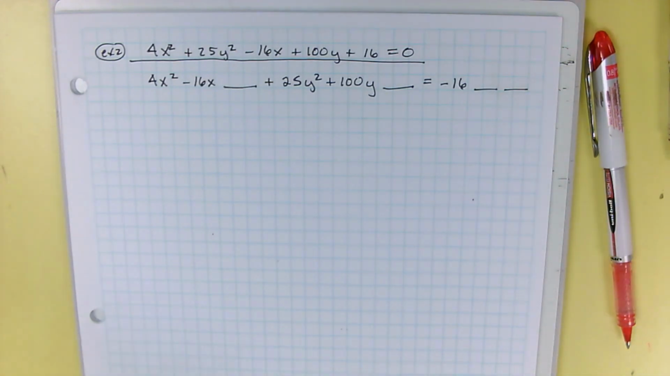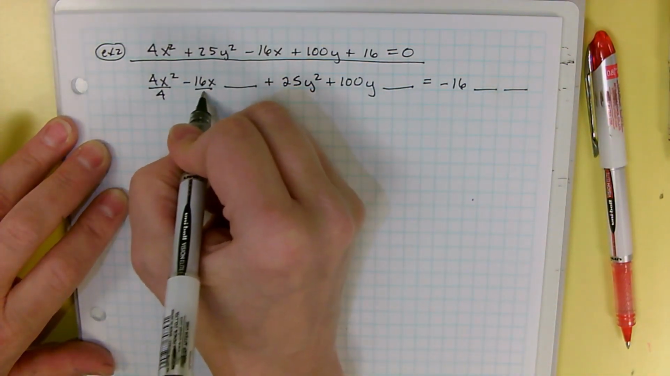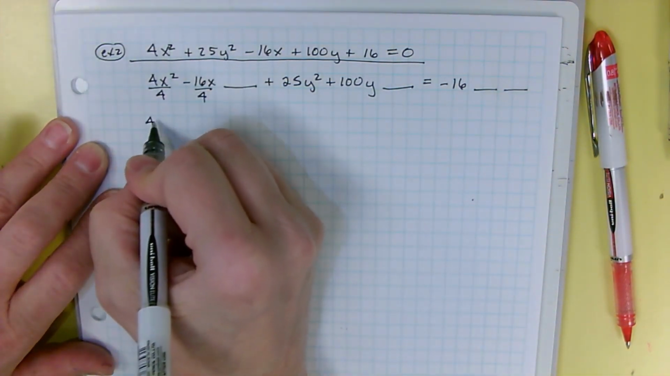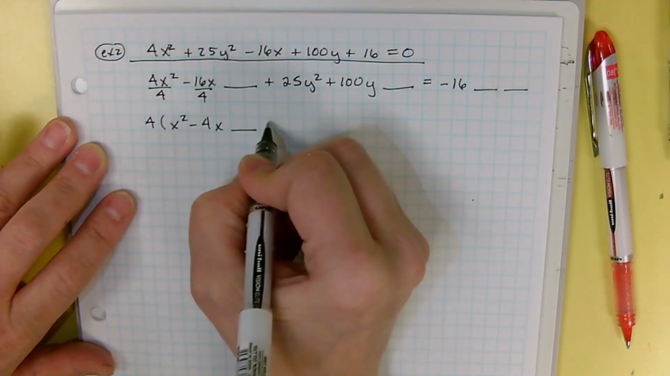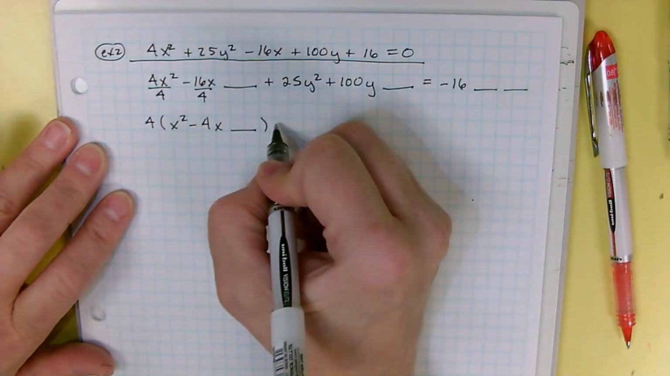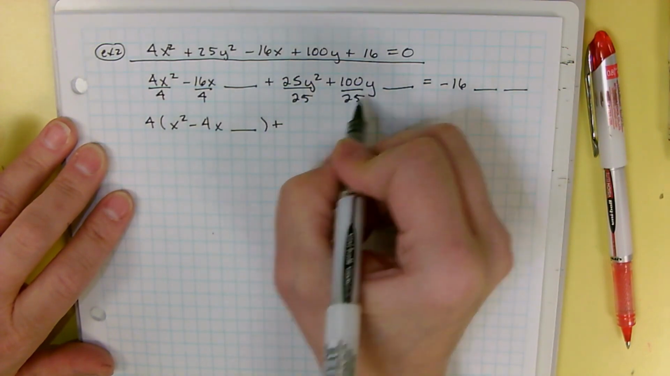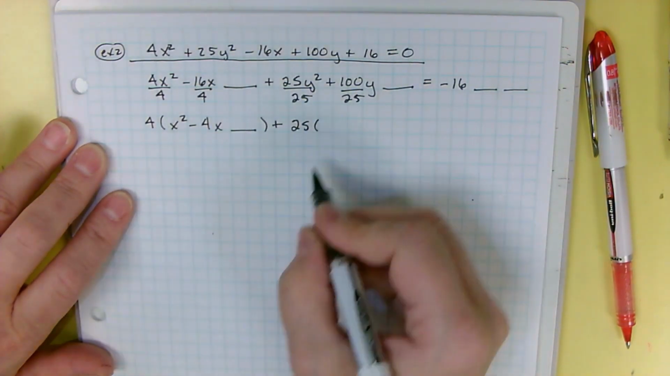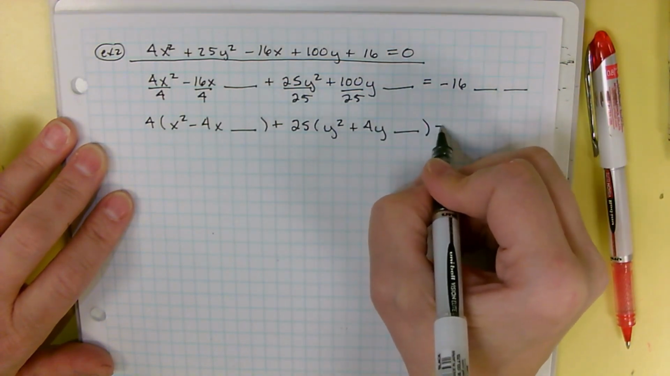Okay, so now we're going to remove the scalar off of the x squared, which means I have to divide both x terms by 4, and that leaves me with x squared minus 4x, leave a space. To get the scalar off of the y squared, I need to divide by 25. So the 25 goes to the front, and I've got y squared plus 4y, leave a space.